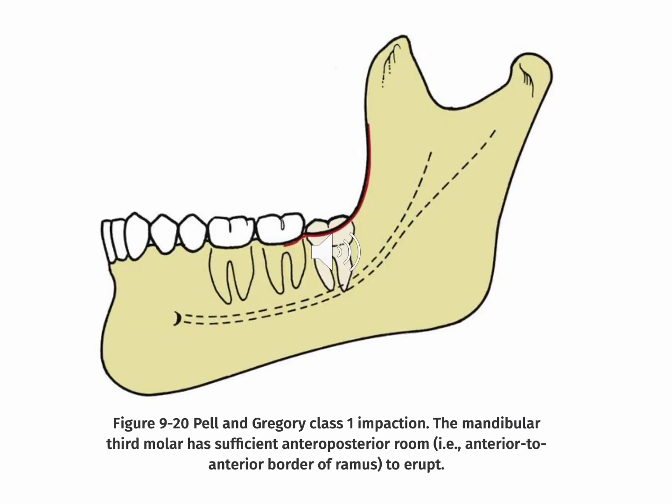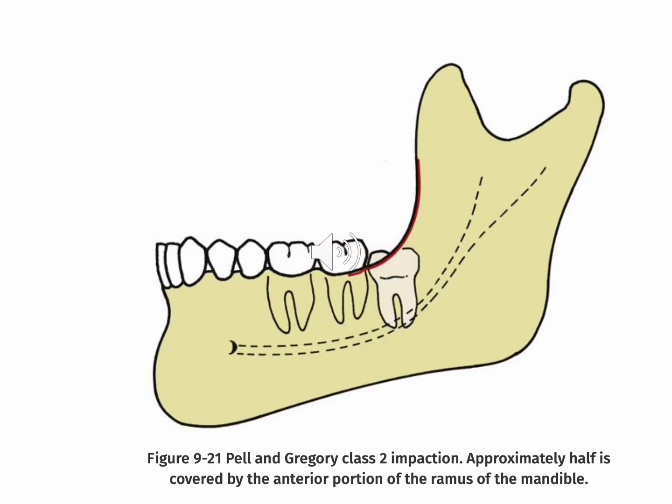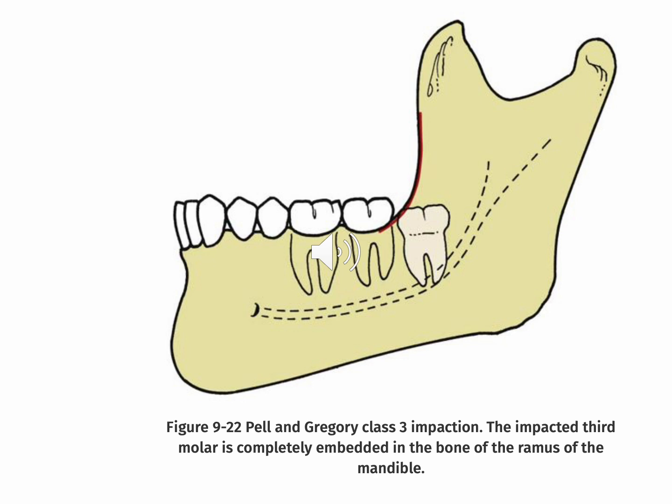Relationship to the anterior border of the ramus is another variable. Using this Pell and Gregory classification, in class 1, the third molar is completely anterior to the anterior border of the ramus. Class 2 will be typically halfway back into the anterior border of the ramus. In class 3, the entire third molar is embedded posterior to the anterior border of the ramus. As you can appreciate, 1, easy, 2, a little more difficult, and 3, much more difficult.